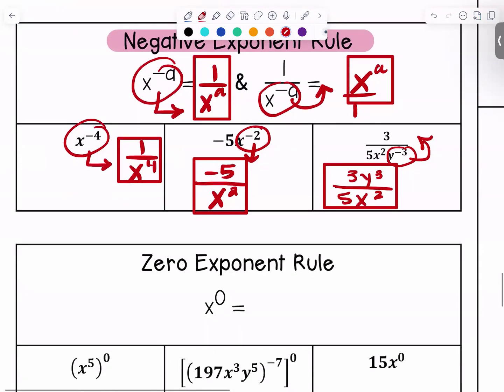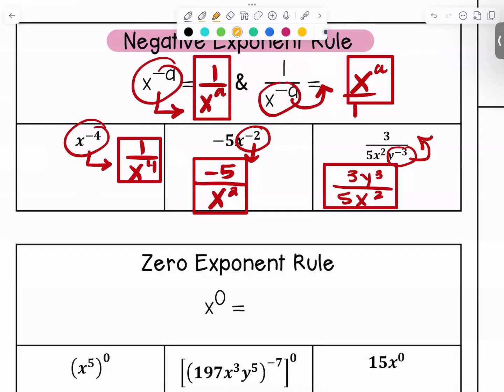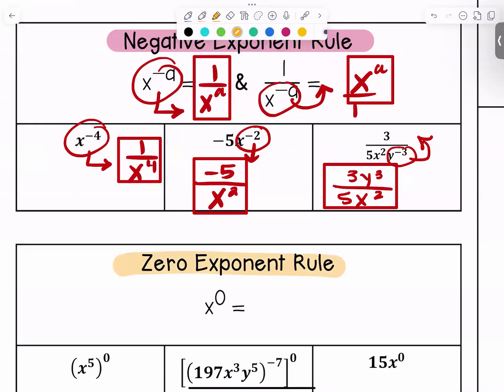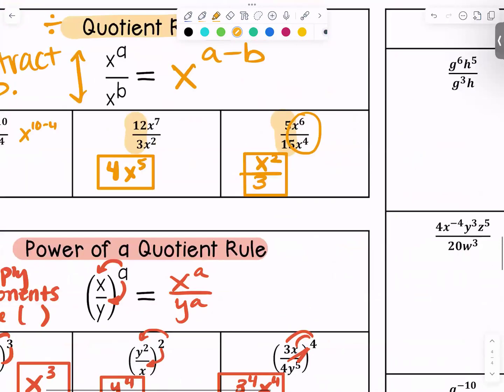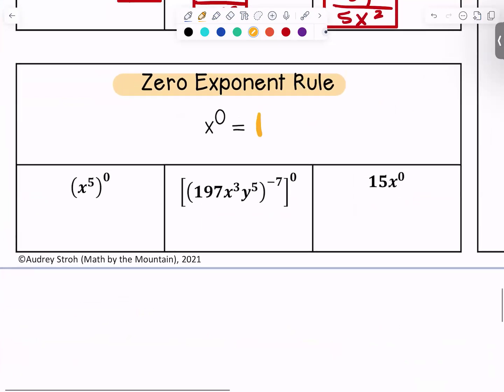Last one on this page, I already used this color. Let's see. I'm going to do exponent rules with 0. And we already know those. Any base to the 0 power equals 1. So 0 times 5 is 0, which equals 1.